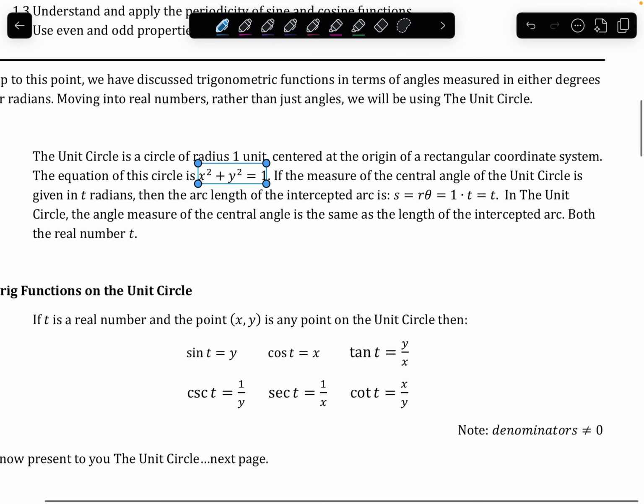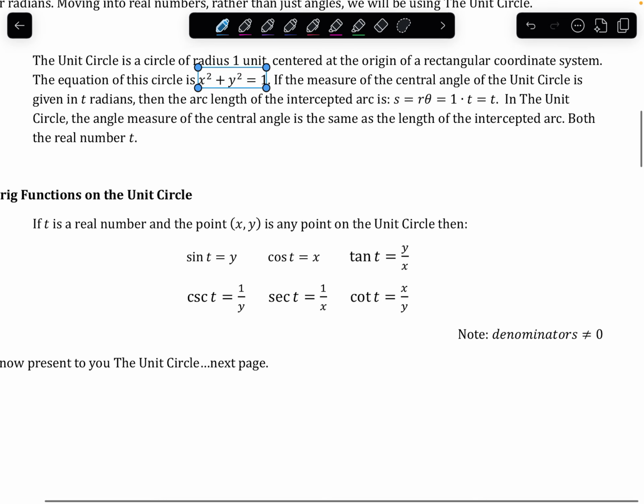Here are your trig ratios when we are dealing with the unit circle. Notice all r's have been replaced with the value of 1. So sine represents the y value, cosine represents the x value, tangent is the ratio of y to x, cotangent is the ratio x to y, and then secants and cosecants are the reciprocals of sine and cosine respectively. Never let a denominator be zero in any equation.